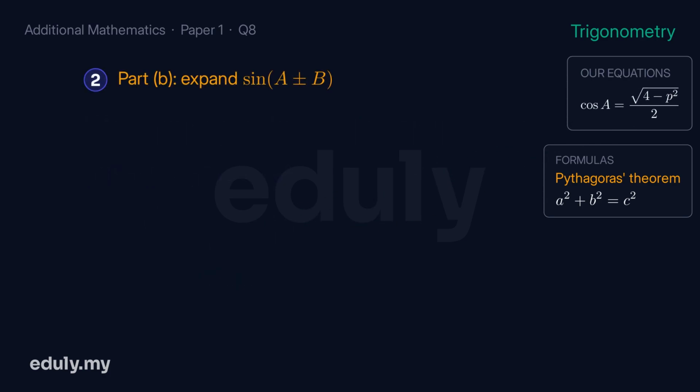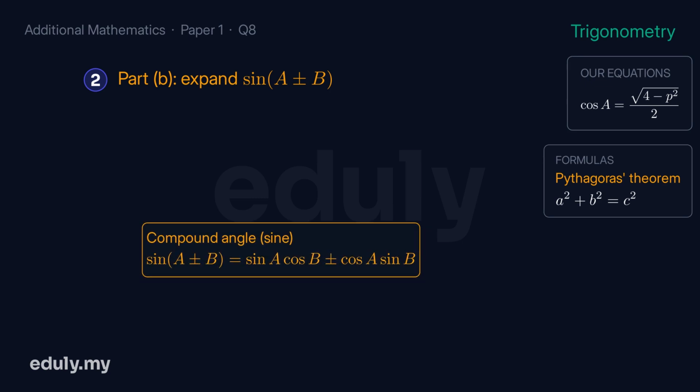Section 2, Part B. Let's expand the compound angle expression. The compound angle formula for sine: sine of A plus or minus B equals sine A cosine B plus or minus cosine A sine B.